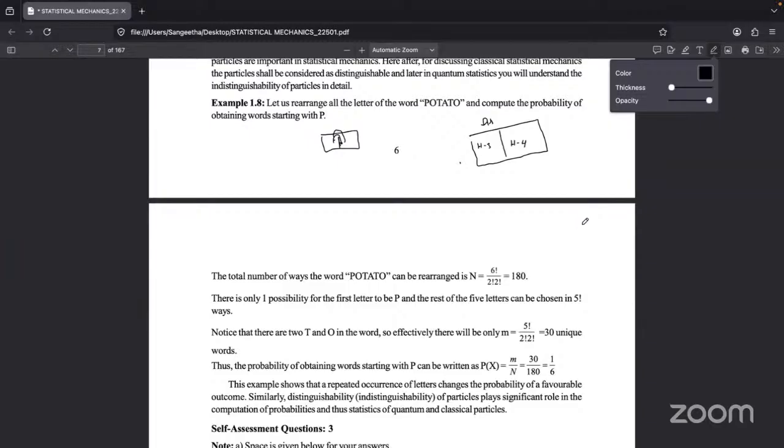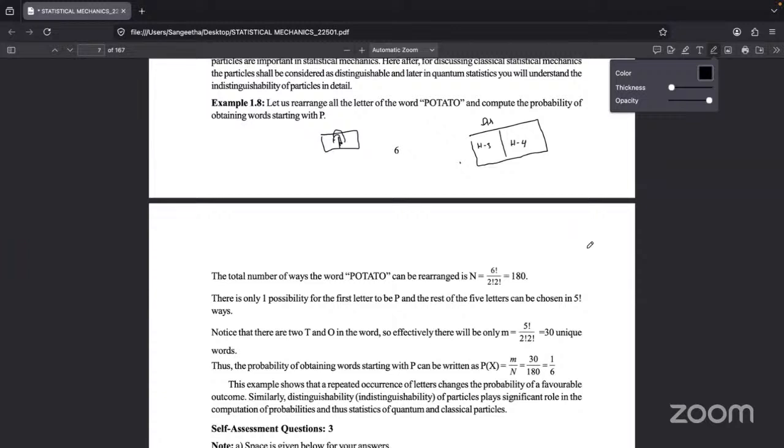What is given? Potato. Here the letter P we have once, the letter O is given twice, the letter T is given twice, and the letter A is given once. So here, potato. Here we will see what is being asked: let us arrange all the letters and compute the probability of obtaining a word starting with P.